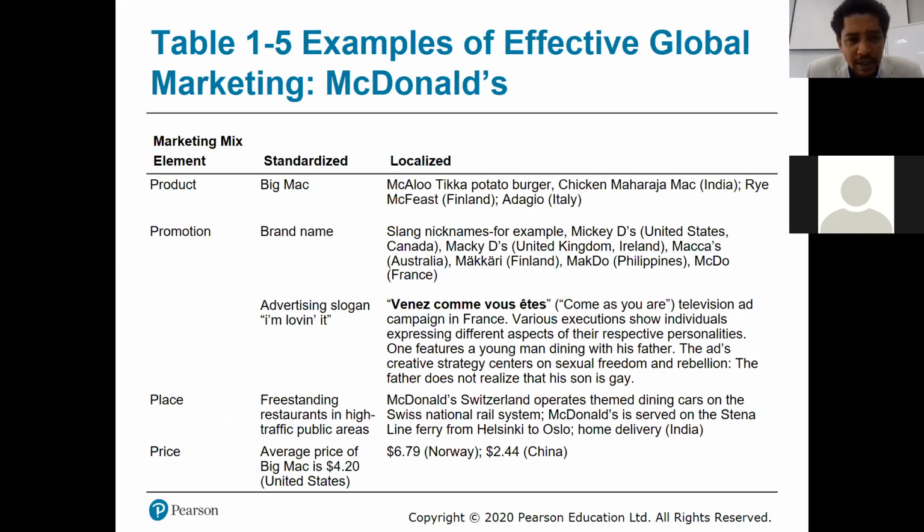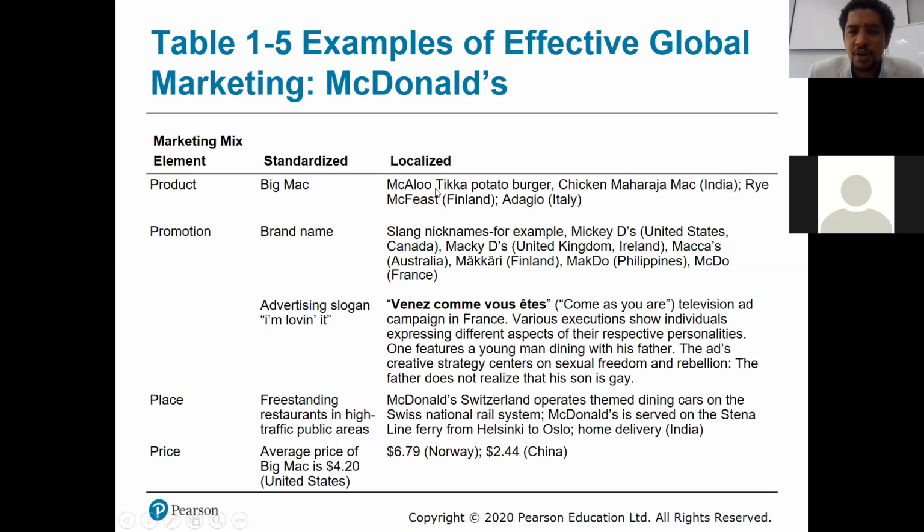Then here, you can read this one, okay? So there are 4 Ps for marketing mix: product, promotion, place and price, and you can see the standardized and you can see the localized. So for example, the standardized ones, these ones here, Big Mac, brand name, and the advertising, "I'm loving it." These are standards, but they were localized, as I've said. For example, if you go to China, the Big Mac is different. For example, in Finland, they call it MK Feast.